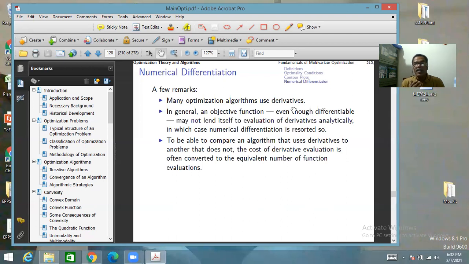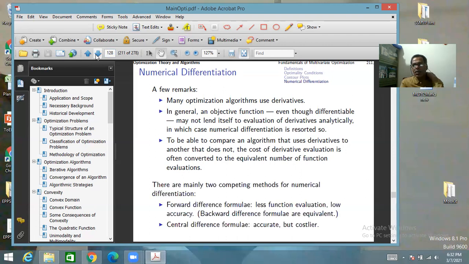Now you might need to compare one algorithm which does not use derivatives and another algorithm which does. So how will you compare the computational cost? For every derivative evaluation, gradient evaluation, you have to work out the corresponding number of function evaluations with which you can develop the numerical derivative. Okay.